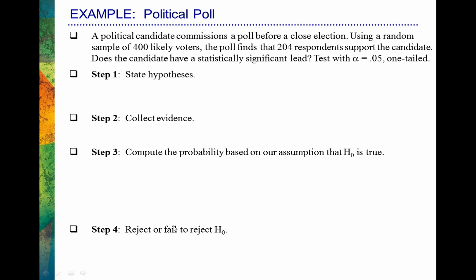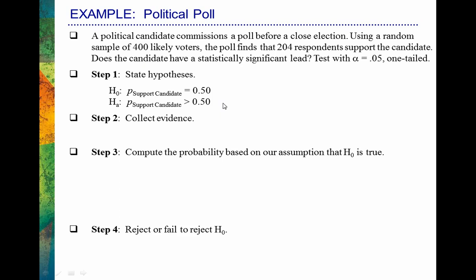The way we'll set up our hypotheses, remember we always have competing hypotheses, a null hypothesis and an alternative hypothesis. Our null hypothesis is going to state that the true population proportion of people who support the candidate equals 50%. That's based on the idea that there are no differences between the candidates. Nobody has an edge. The alternative is going to be that the population proportion of people who support this candidate is greater than 50%, stating that this candidate actually does have a lead coming into this election.